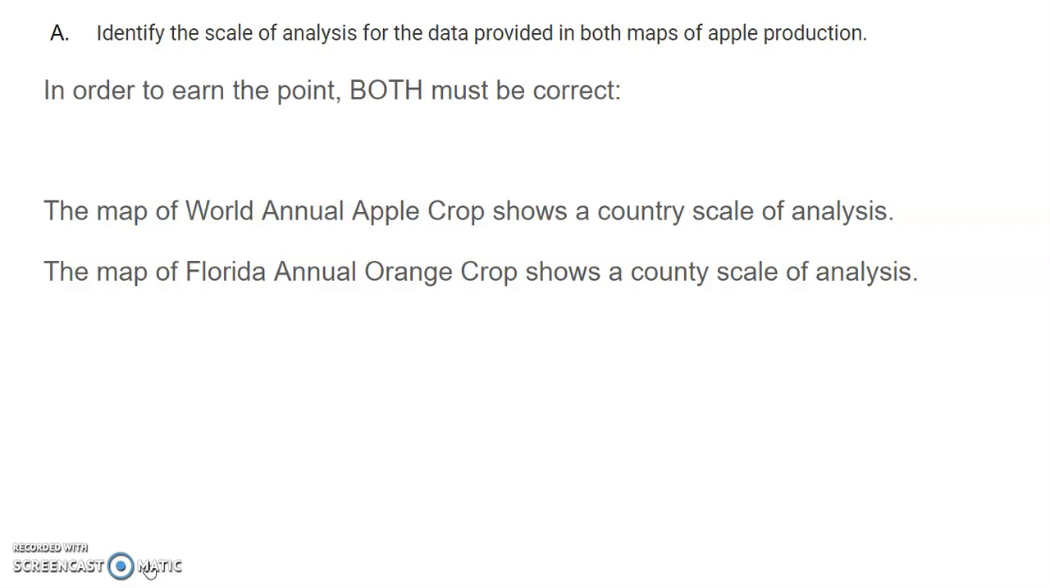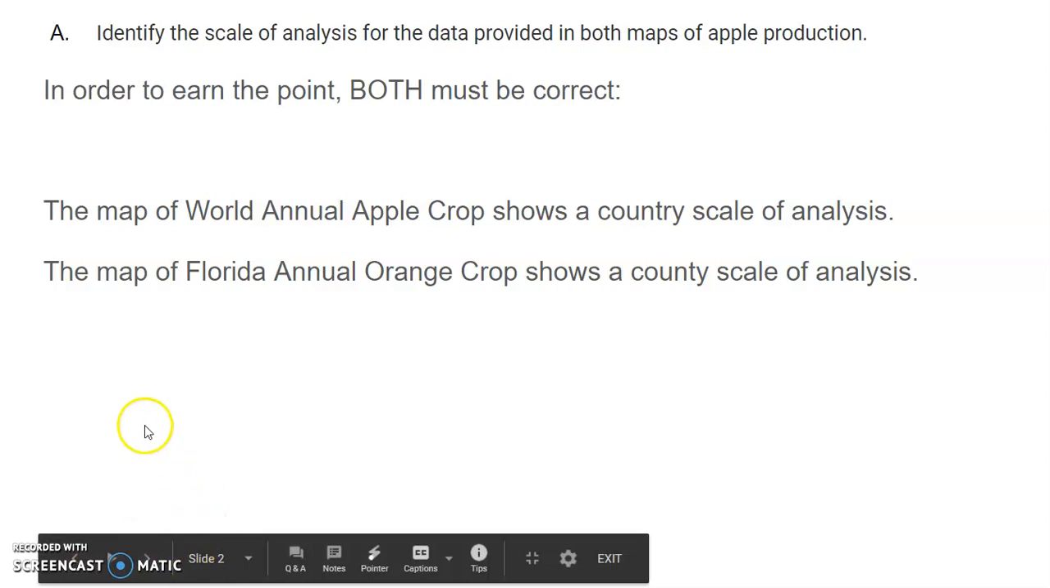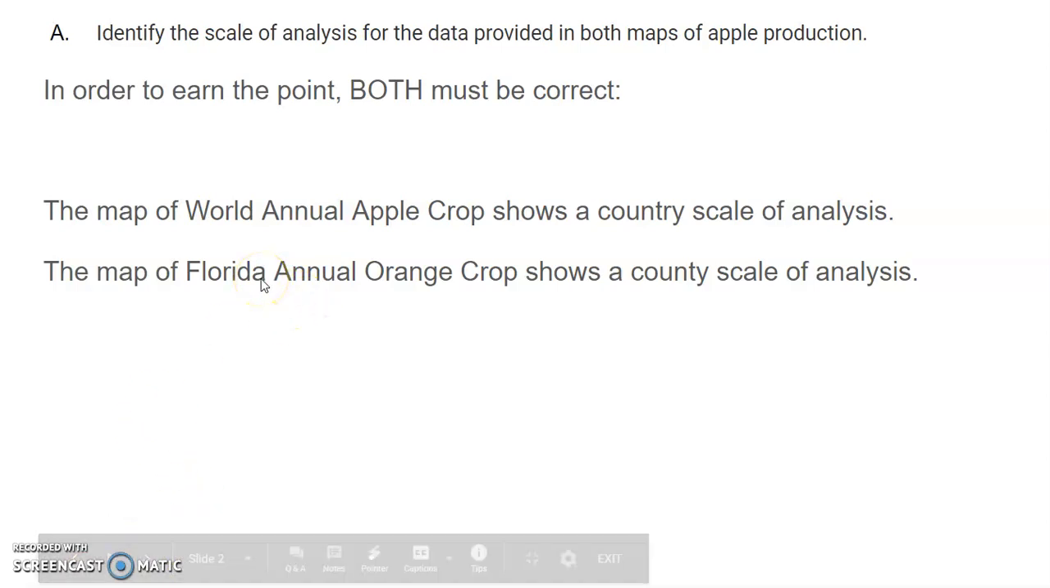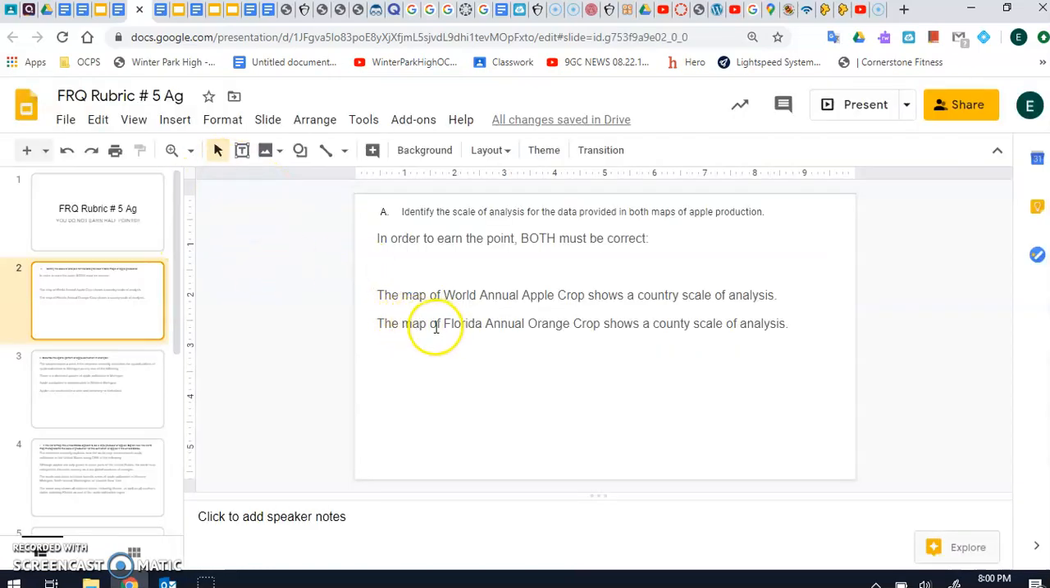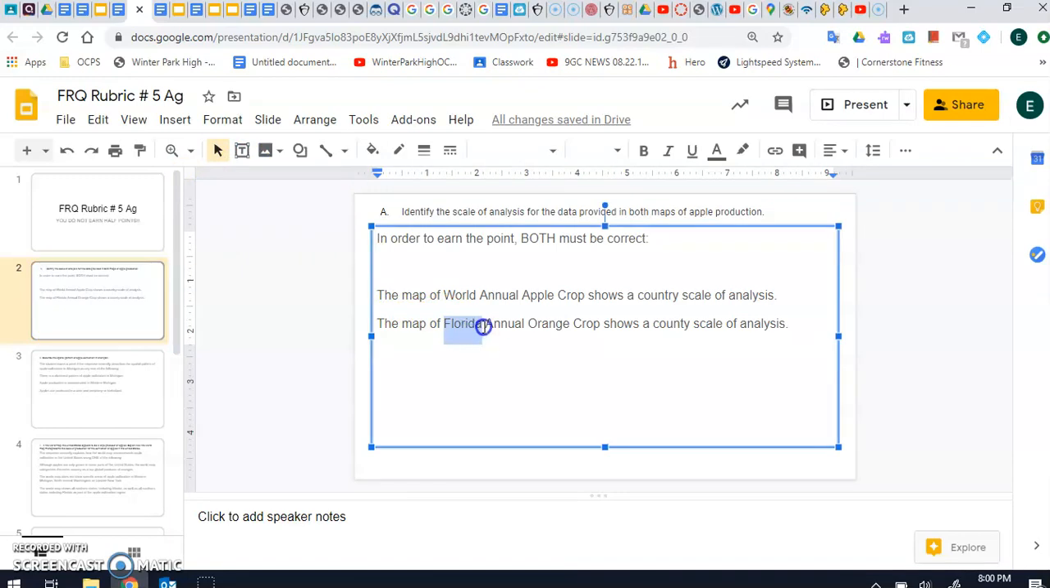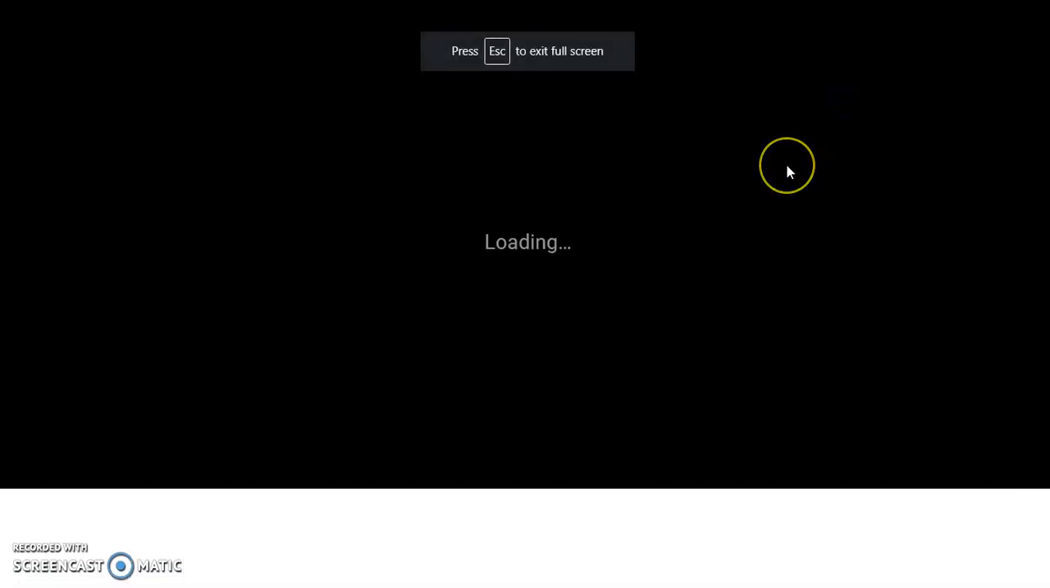The map of the, I'm sorry, this should actually say, that shouldn't say Florida, that should say Michigan annual apple crop shows a county scale of analysis. So again, this should say Michigan, and this should say apple. Sorry about that. All right, so we are back in action here.